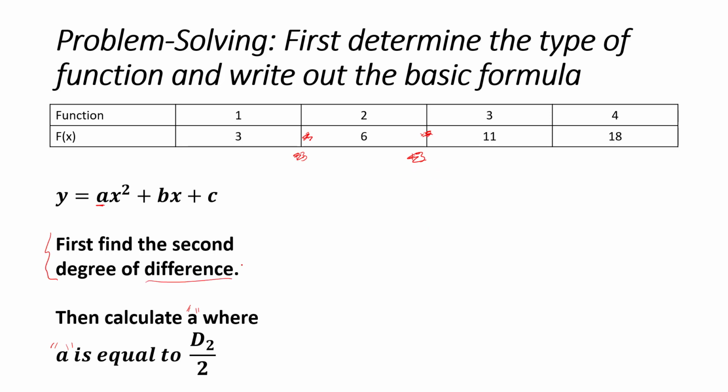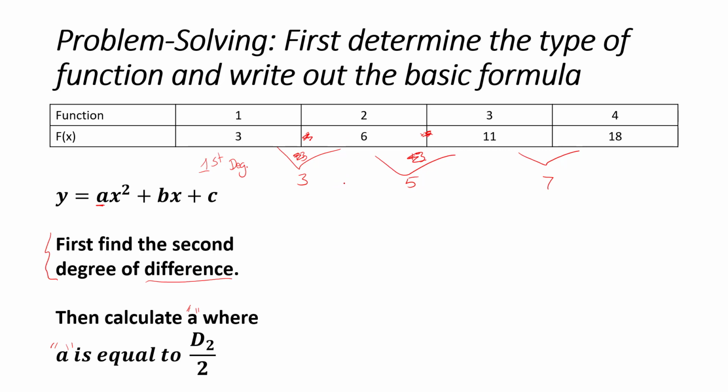We know the word difference means subtraction, so let's start by finding the difference. 6 and 3 gives me a difference of 3. 3 and 11 gives me a difference of 5. 11 and 18 gives me a difference of 7. That is a degree of difference. Well, it's a degree of difference from the original set of y values that we identify as the first degree of difference.